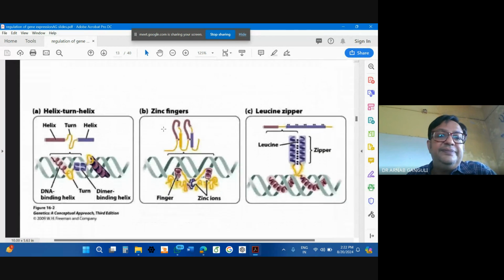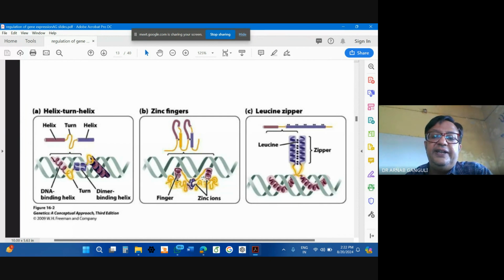Next slide. So these domains are two types. First is the helix turn helix. Helix, alpha helix. Then there, you can see there is a turn. Then another alpha helix. This is a transcription factor. You have a helix, that turn, another helix. So see how it is binding to the DNA. On the left side, A, helix turn helix. देखो DNA के ऊपर कैसे बाइंड कर रहा है. Helix turn helix.